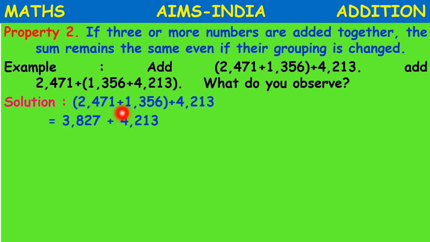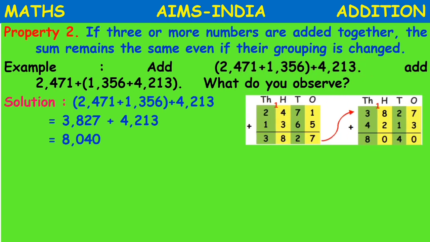Now 2471 plus 1356 becomes 3827. Okay children, becomes 3827. Then we have the addition symbol. Then we have 4223. Yes. Now when we add these two numbers together, the resulting sum is 8040. Yes, this was the first part of the question. Now next part is add the same numbers. We are having the same numbers only, but the grouping is changed.